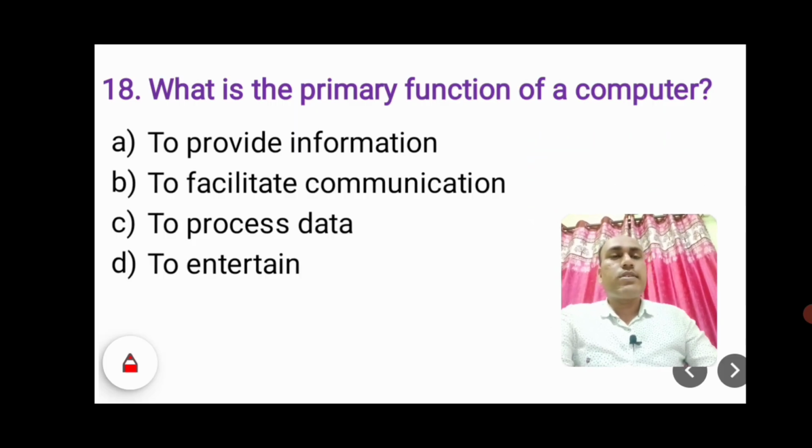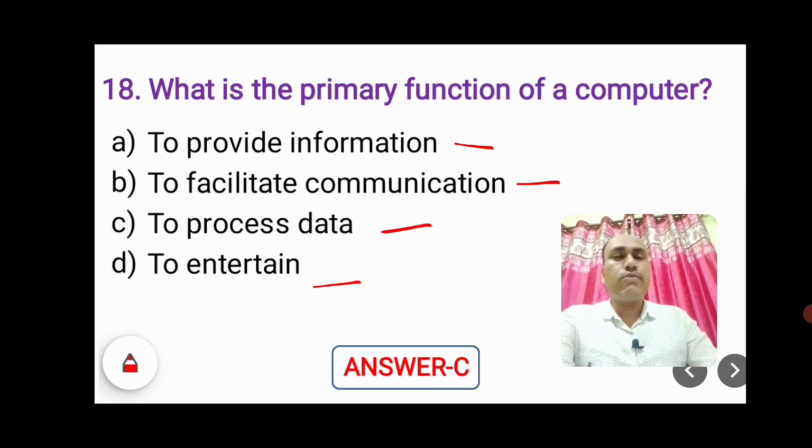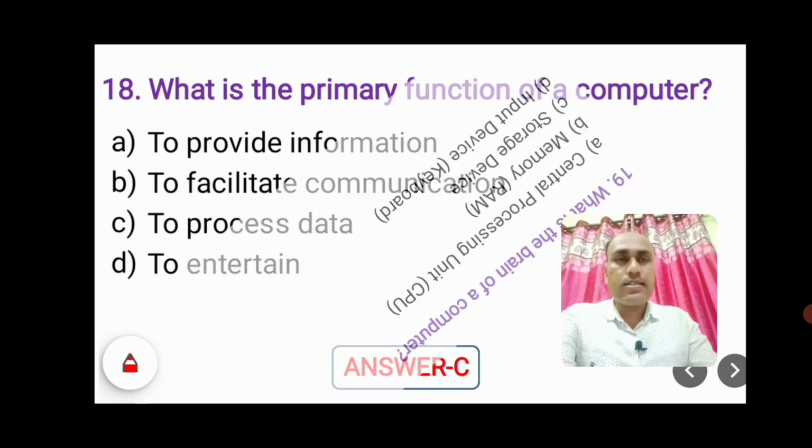What is the primary function of a computer? To provide information, to facilitate communication, to process data, to entertain. So the answer will be C, to process data, because in a computer data is being processed.